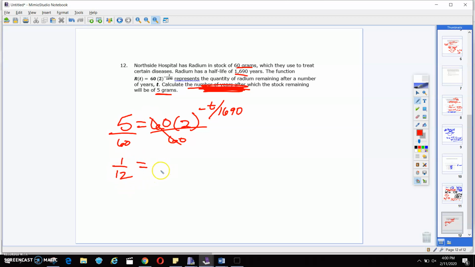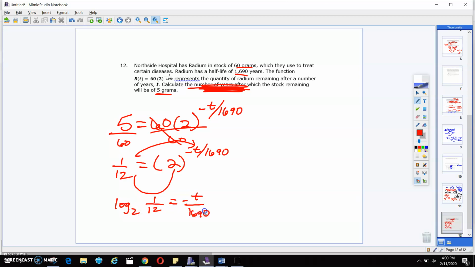You're going to divide by 60 on both sides. 1 divided by 12 equals 2 raised to the negative t divided by 1690. Now I'm going to put this in the log form. So circle of life. So this is going to be log base 2 of 1 divided by 12 equals negative t divided by 1690.